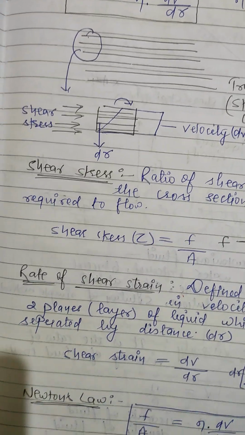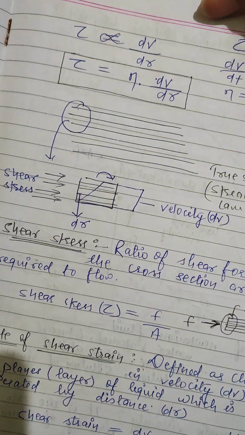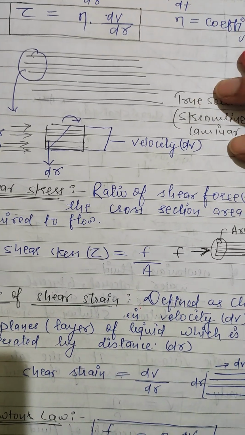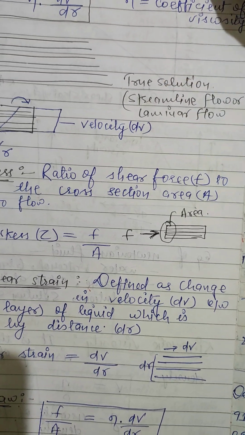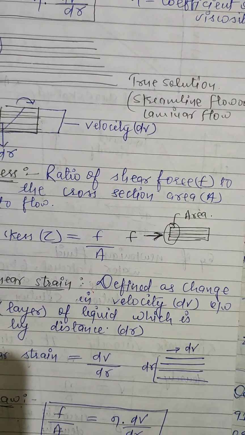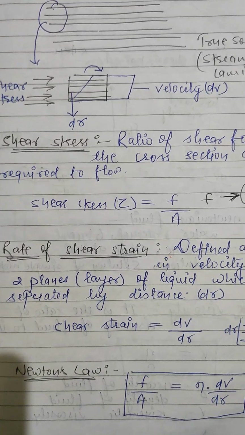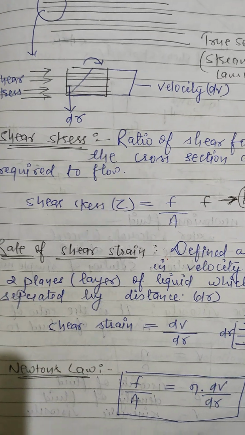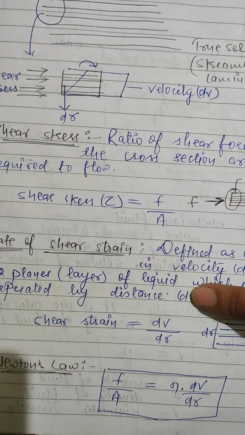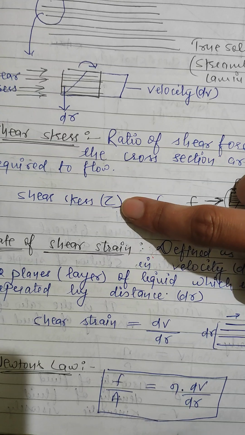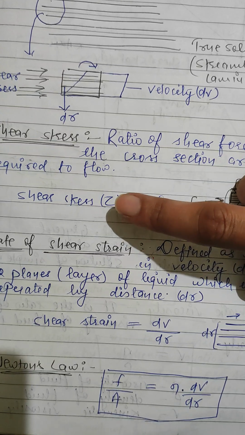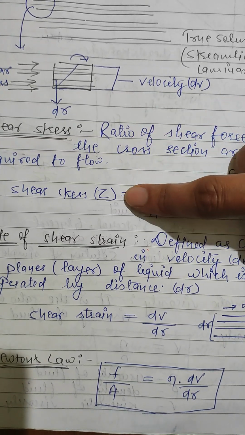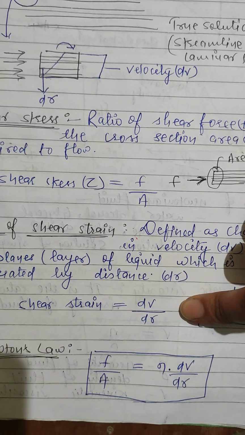Now, rate of shear strain, how are we going to define this, dV by dr? It will be defined as the change in velocity, that is dV, between two planes of the liquid which are separated by a distance, that is dr. So shear strain will be this. What is Newton's law called? Newton's law is tau equals dV upon dr. So this is shear stress tau, and shear strain will be dV upon dr.